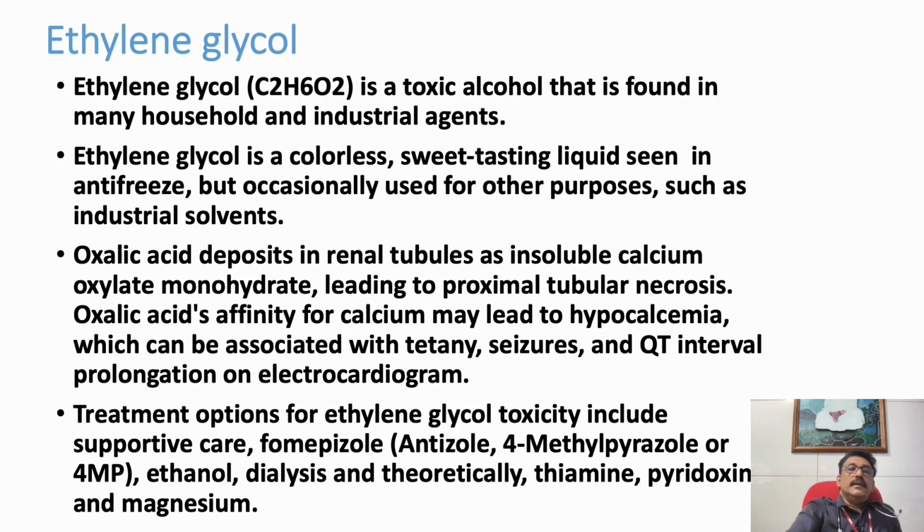Ethylene glycol, again we have discussed. Ethylene glycol treatment is the same as the previous toxic alcohol we have seen: fomepizole, ethanol, dialysis, thiamine, pyridoxine and magnesium. Ethylene glycol is mainly seen in antifreeze preparations and industrial solvents. Here oxalic acid is the problem. It produces deposits in the renal tubules and causes renal tubular necrosis, and also produces hypocalcemia, tetany, seizures, and QT interval prolongation in ECG.